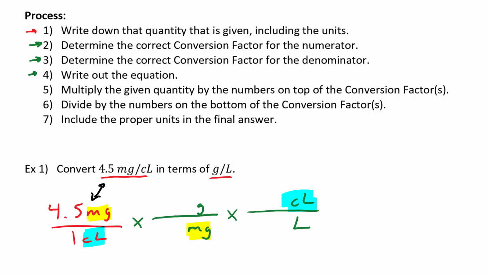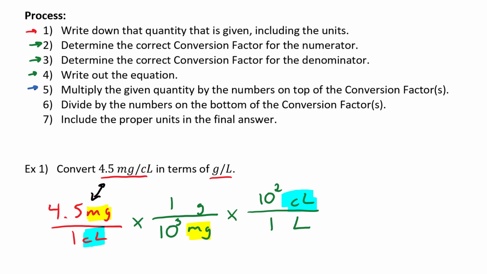Let's write our units in. Grams is bigger than milligrams. There's going to be a whole lot of milligrams in 1 gram. Milli means 10 to the minus 3, so there's going to be 1,000 milligrams in 1 gram. Let's look at centiliters and liters. Liters is bigger. There's going to be a whole lot of centiliters in 1 liter. Centi is 10 to the minus 2. Therefore, there will be 100 centiliters in 1 liter.